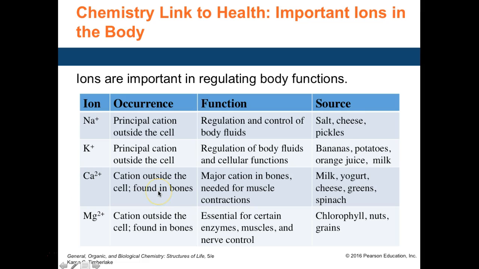Calcium is found in the bones, and it's important for muscle function, especially muscle contraction. It's the major cation in bones, and the loss of calcium and loss of bone density leads to a disease called osteoporosis. So the source for calcium is of course milk products, and then you have magnesium, which is outside the cell, found in bones. This is essential for enzymes. It's called a cofactor, and it also helps in muscle and nerve control.